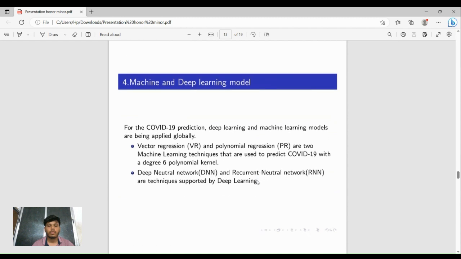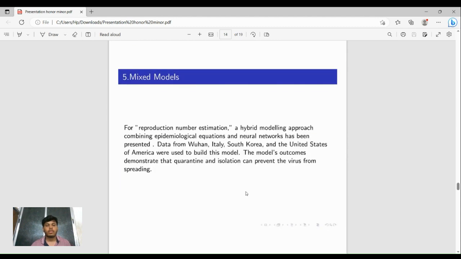Next, the use of machine learning and deep learning models for COVID-19 prediction. Deep learning and machine learning models are being applied globally. Support vector regression and polynomial regression are two machine learning techniques used to predict COVID-19, with a degree 6 polynomial kernel. Deep neural networks and recurrent neural networks are techniques supported by deep learning. Next topic is mixed models.